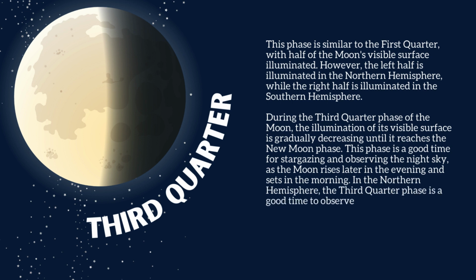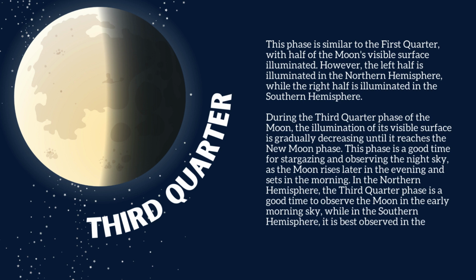In the northern hemisphere, the third quarter phase is a good time to observe the moon in the early morning sky, while in the southern hemisphere, it is best observed in the late evening sky.